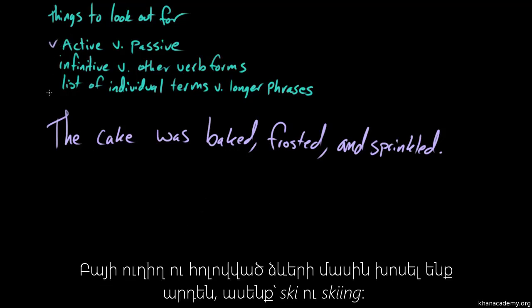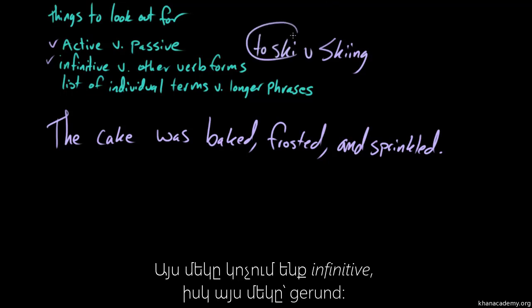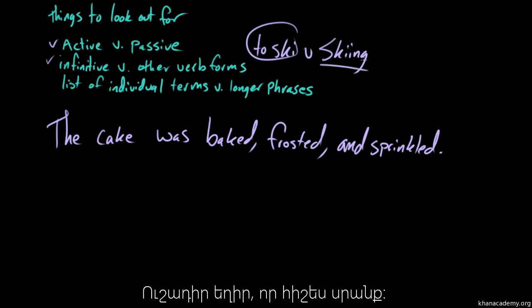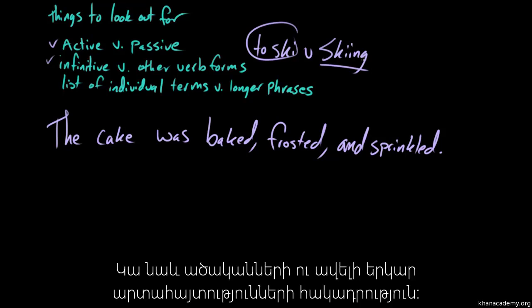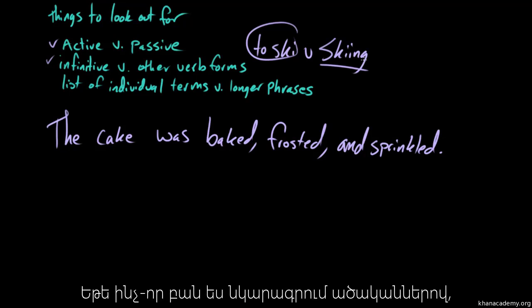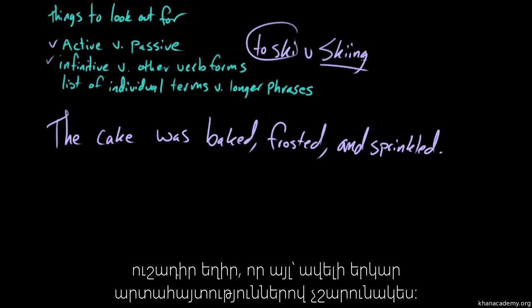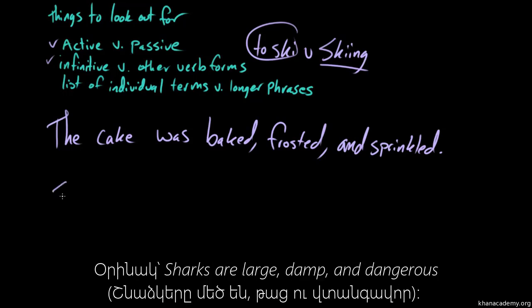We've already covered infinitive versus other verb forms. So that's, skiing. Well, that's to ski versus skiing. So this is what we call an infinitive form, and this is another form that's called a gerund. So make sure to keep those separate in your lists. And then lists of individual terms versus longer phrases. So if you are describing something with a string of adjectives, be careful when you follow it up with a longer phrase. For example, sharks are large, damp, and dangerous.